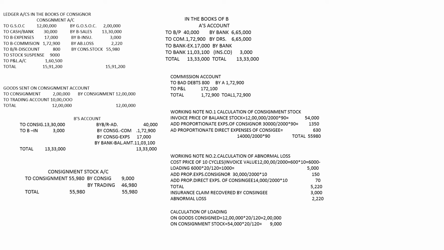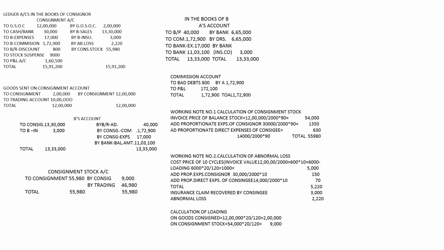Then the consignee has given a BR of 40,000, which has been discounted. The BR was for 3 months and the discount rate is 8%. On 40,000 for 3 months at 8%, how much does it come? 800. To BR, that is discount, 800.